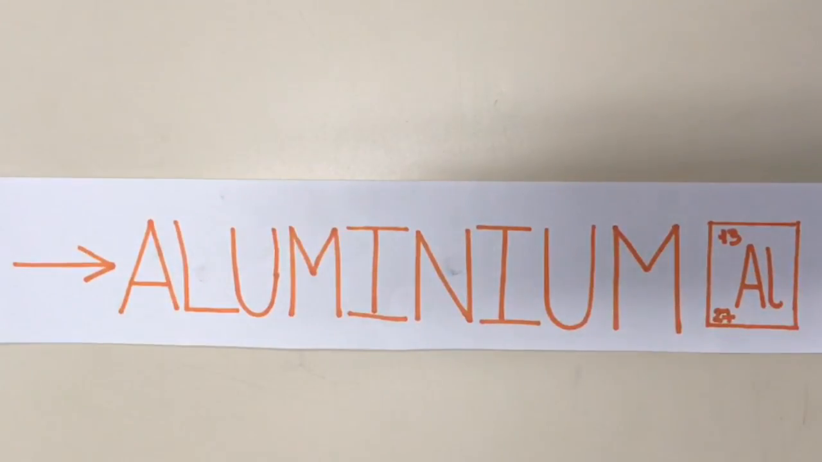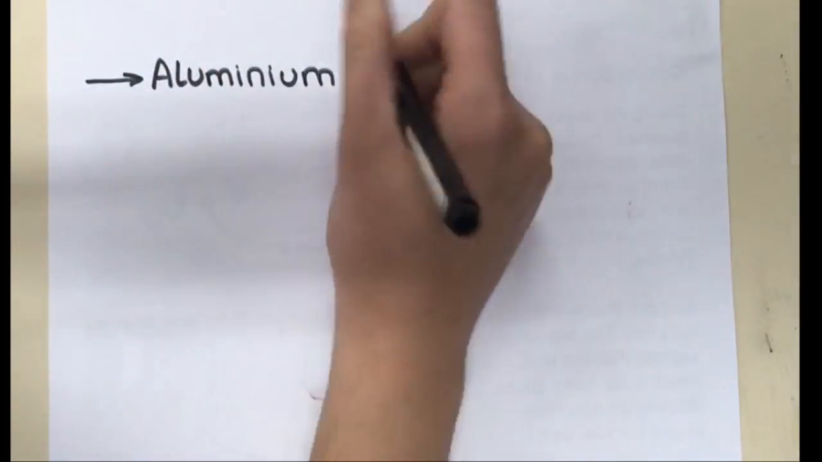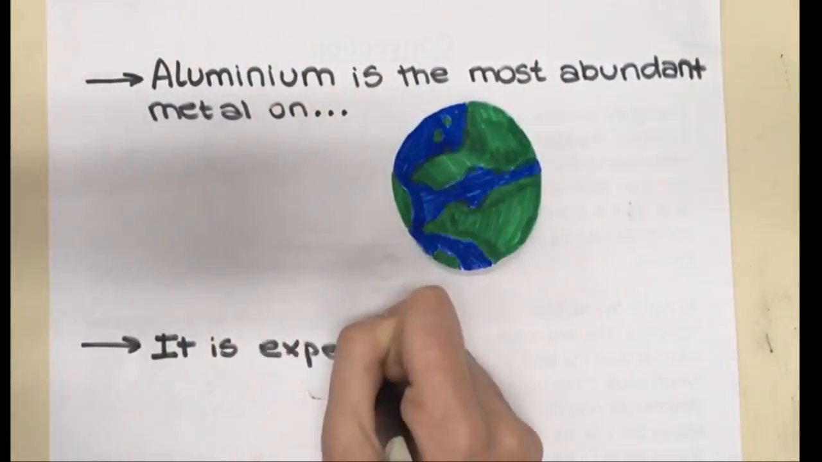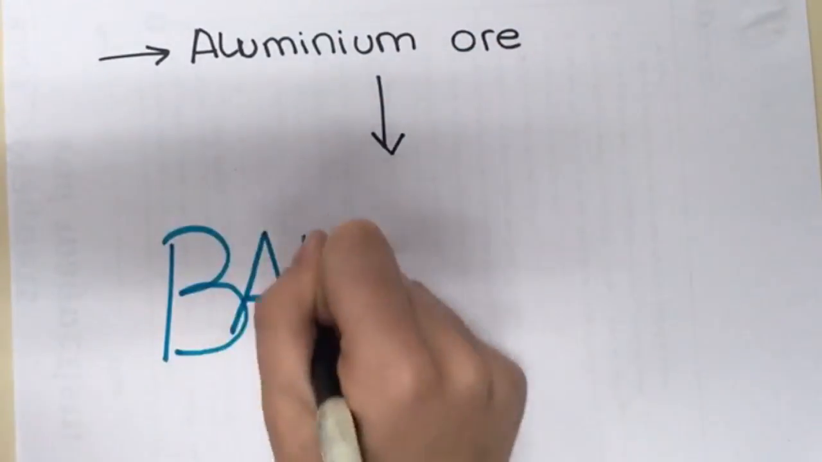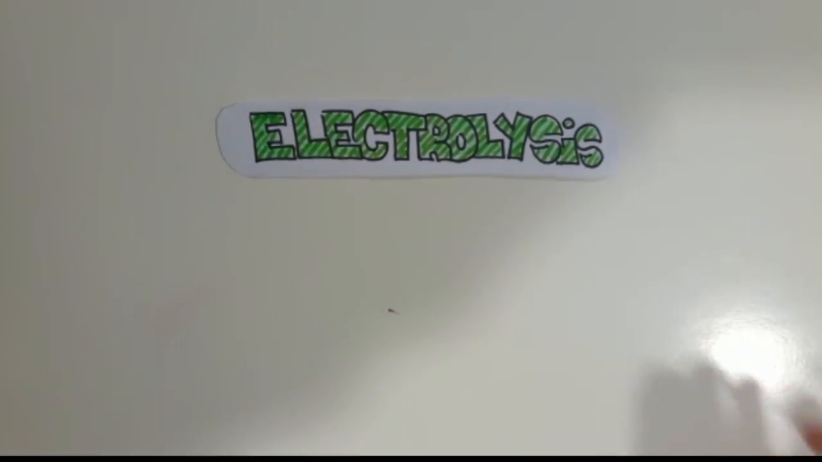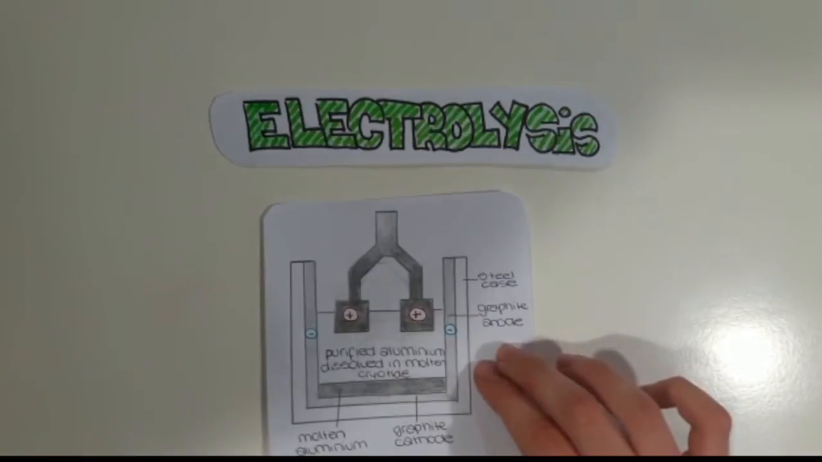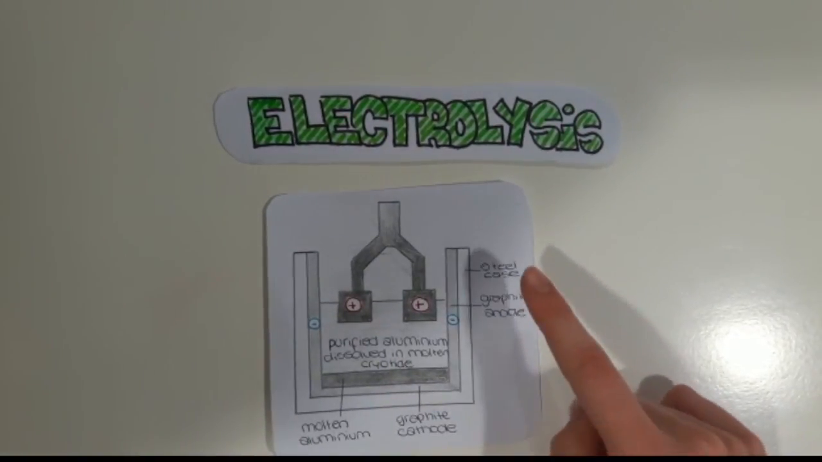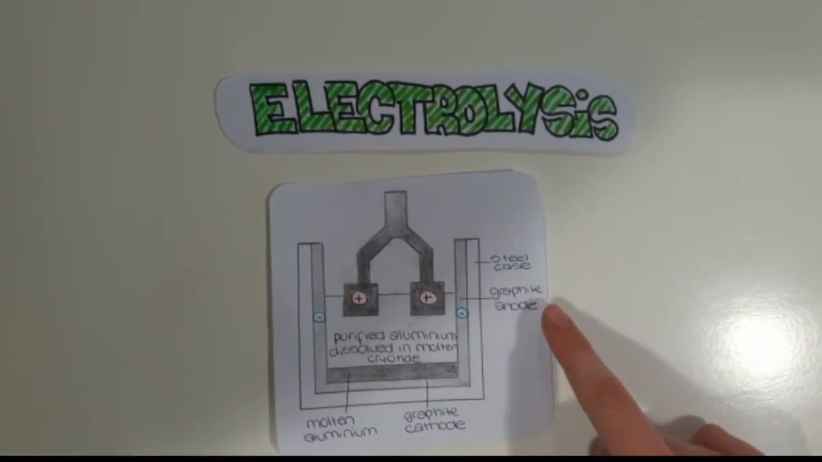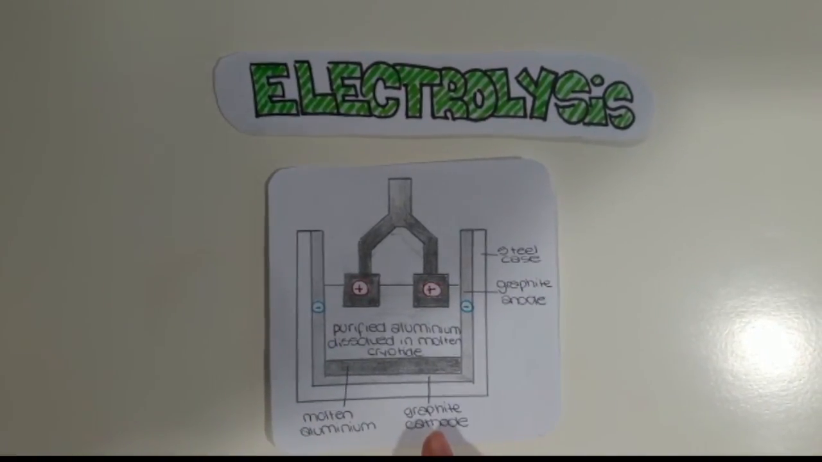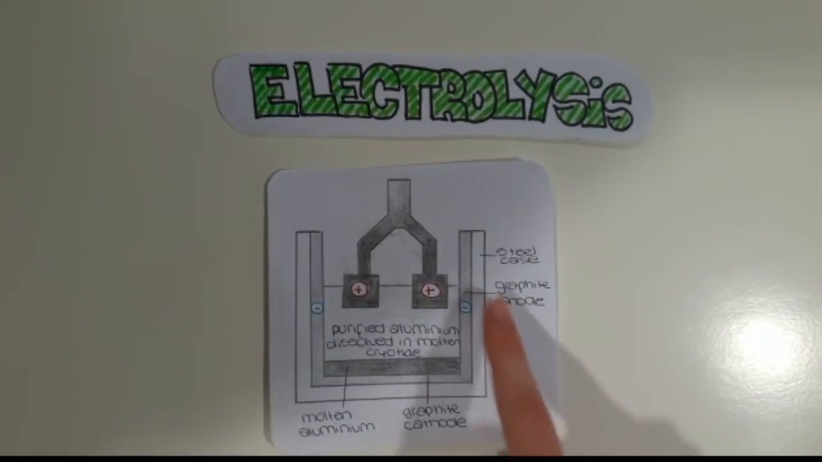Aluminium. Aluminium is the most abundant metal in the world, and it is very expensive because there's a great amount of electricity that is involved in the extraction. Aluminium ore is called bauxite, which is purified to molten aluminium oxide. The process by which aluminium can be extracted from the aluminium oxide is called electrolysis, where molten aluminium is produced at the cathode and sinks to the bottom. Oxygen is formed at the anode, and it reacts with graphite to form carbon dioxide.